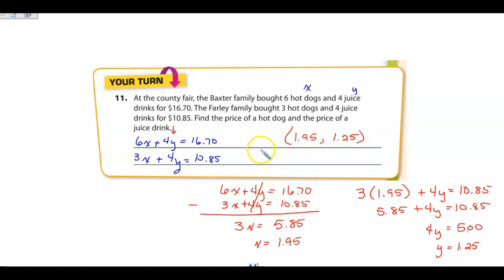So what this means, the hot dogs cost $1.95 each. The juice drinks were $1.25 each.